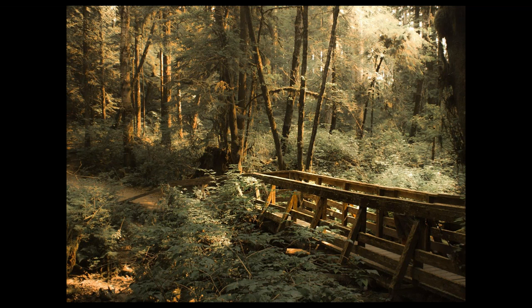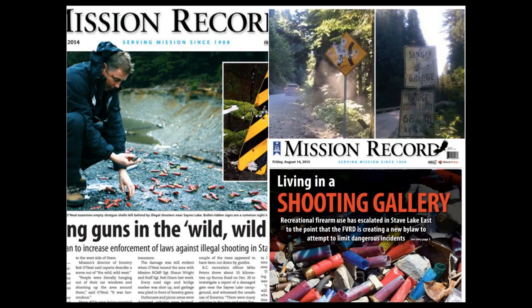Professionals now live out in the valley because they can afford to, and they still get all of those amenities. The Stave West area can look exactly like this picture, which is from Stave West. It also can look like this. It's been known as the Wild West.